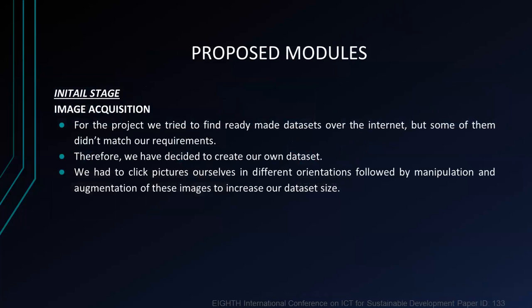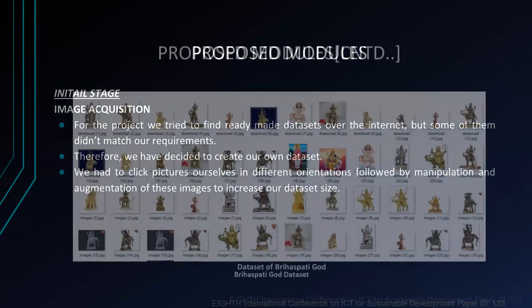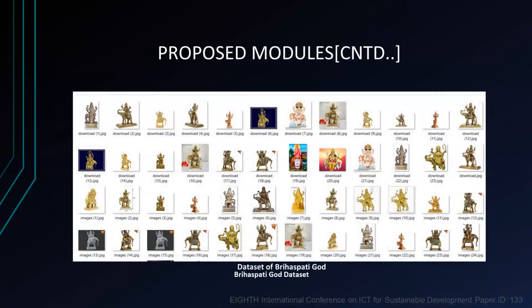The first or initial stage is image acquisition. To train the model, the primary step is to collect a variety of data sets of images of all 9 Navagraha gods, that include different postures, angles, and conditions. These images have been obtained from different sources, such as capturing them through various devices and online also. This is the data set of Brihaspati god, one among the 9 Navagraha gods, that has been used to train the model.